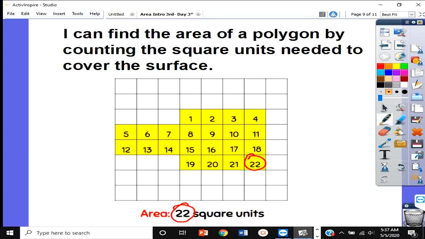So let's take a look at our I can statement for today and see if we've met our goal. It says, I can find the area of a polygon by counting the square units needed to cover the surface. So ask yourself, did we find the area or the amount of space inside a polygon by counting the square units needed to cover the surface? If you said yes, then you are correct. Great job.